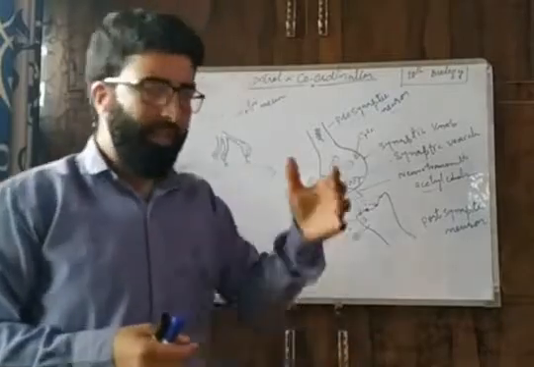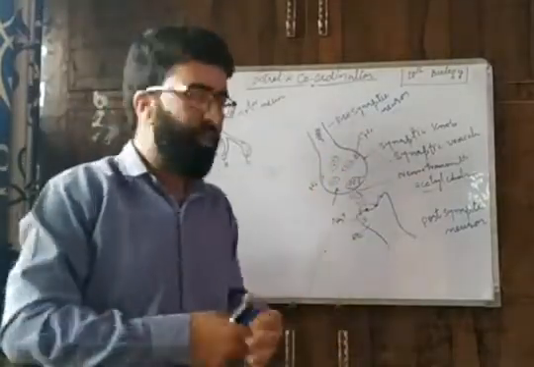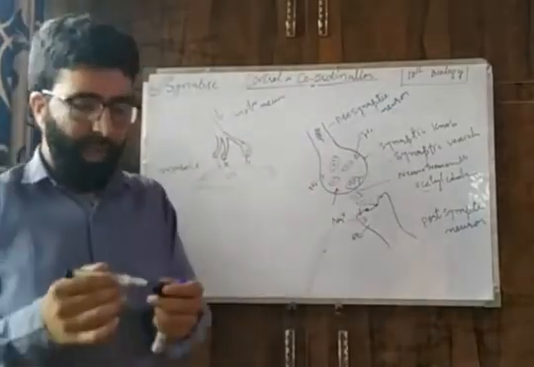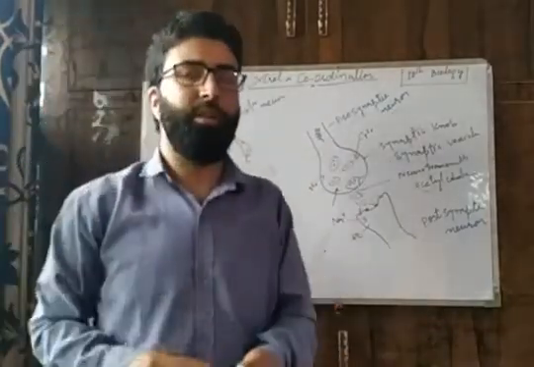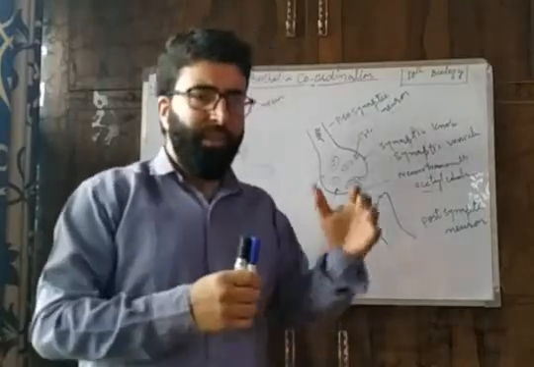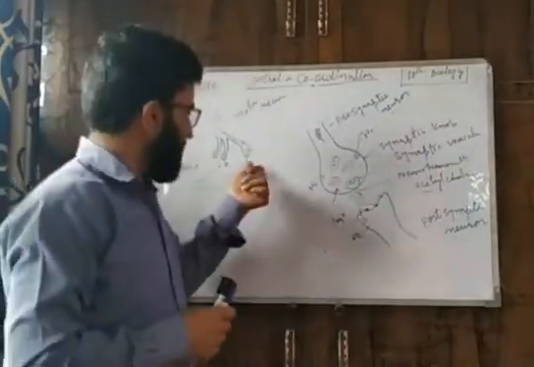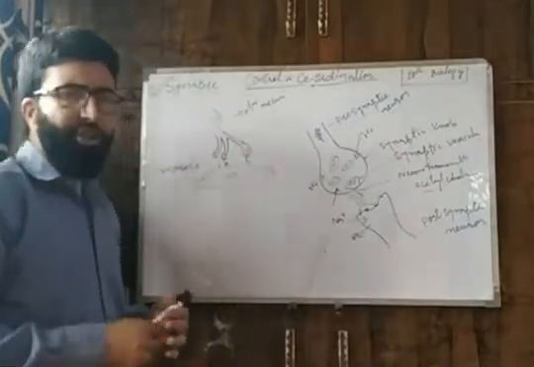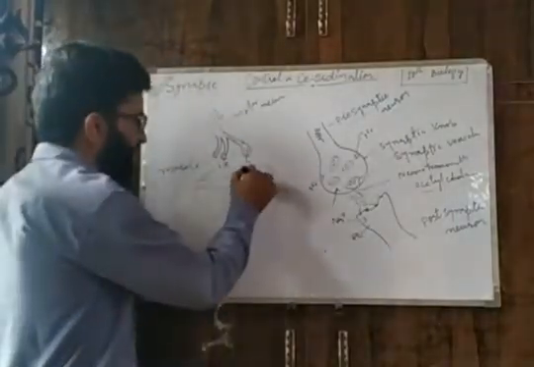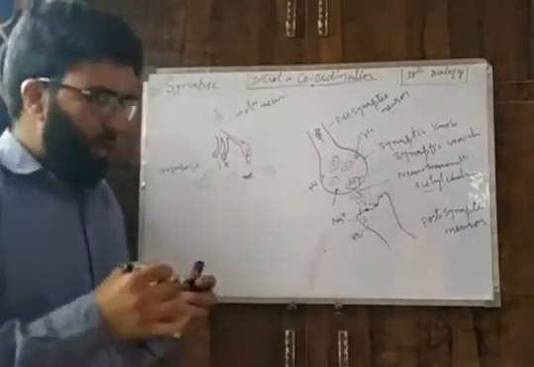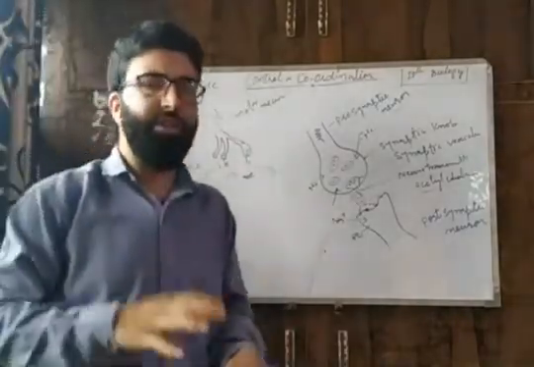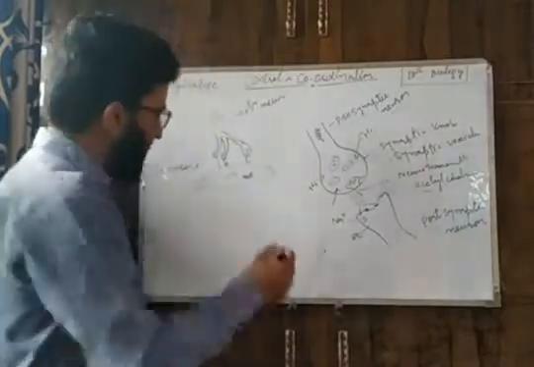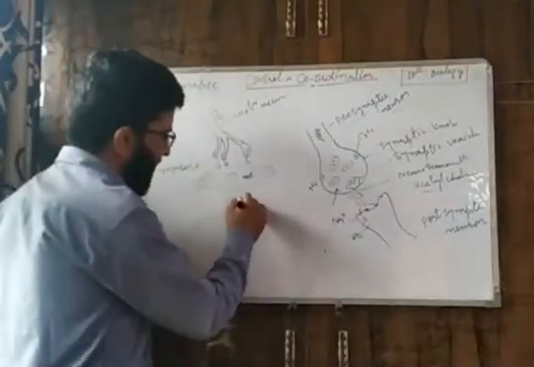What will happen? This depolarization will be passed on to the endoplasmic reticulum of the muscle cell. Endoplasmic reticulum, here it is called the sarcoplasmic reticulum. When this depolarization is passed on from the sarcolemma to the sarcoplasmic reticulum, it makes the sarcoplasmic reticulum release the calcium ions.